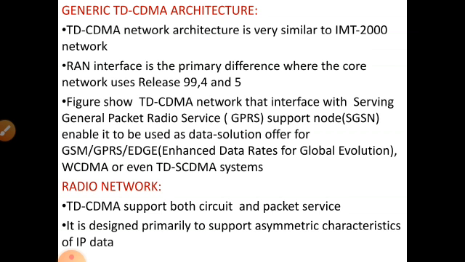So this TD-CDMA will support both circuit switch as well as packet switch services, and it is primarily designed to support asymmetric characteristics of IP data. Already we have noticed, asymmetric is nothing but multiple routes which can be used for both incoming as well as outgoing information. Symmetric is nothing but using a single route, and in this single route they are going to handle the incoming data as well as the outgoing data.